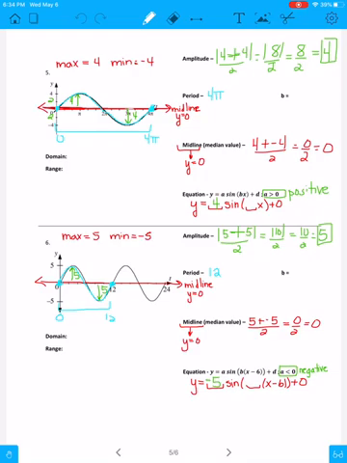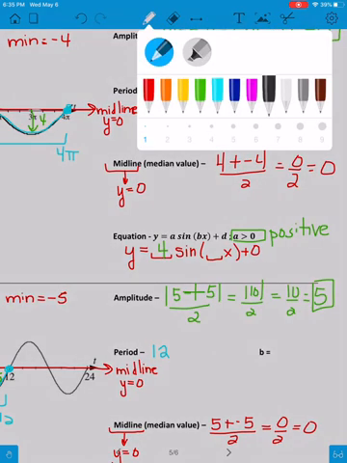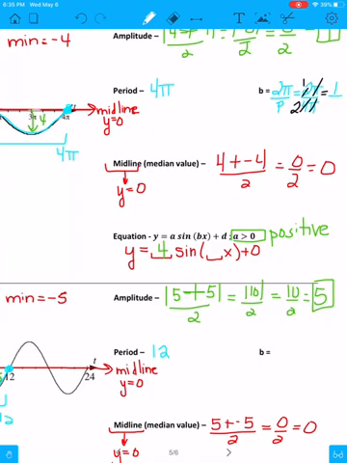Okay, you're going to try these 2, then pause it, and then play and check and see if you got it right. So B is 2 pi divided by P. So it's 2 pi divided by 4 pi. The pi's cancel. 2 divided by 2 is a 1. 4 divided by 2 is a 2. So we're just left with 1/2. So my B is 1 divided by 2.